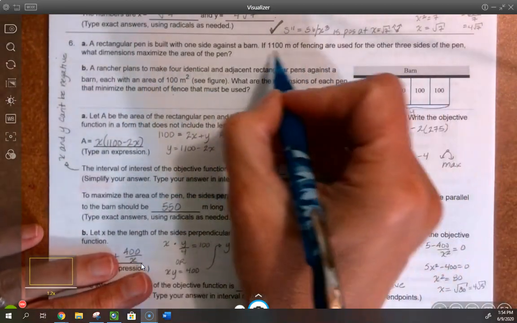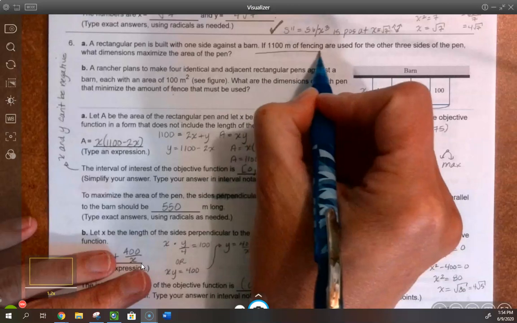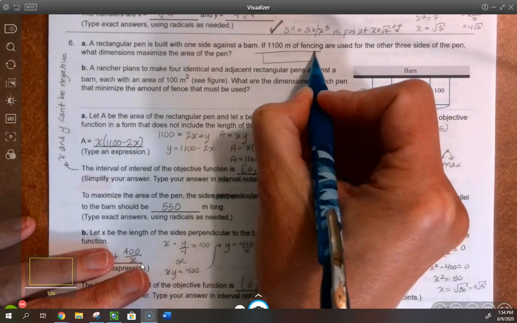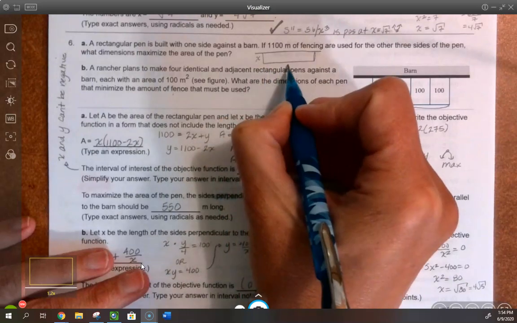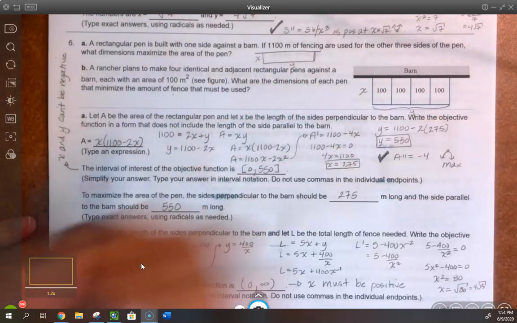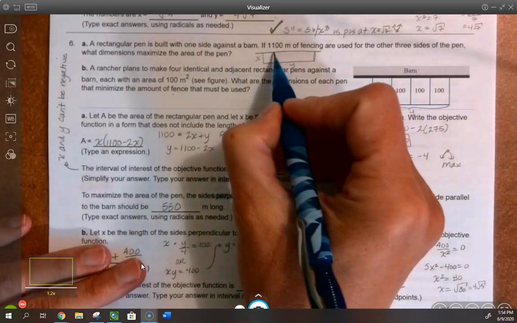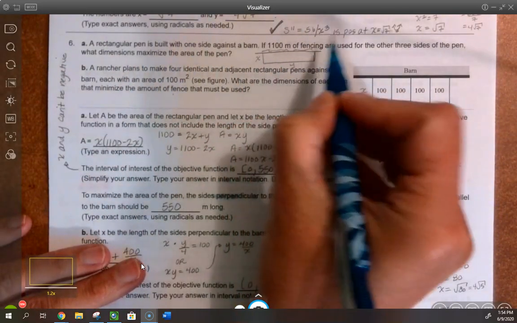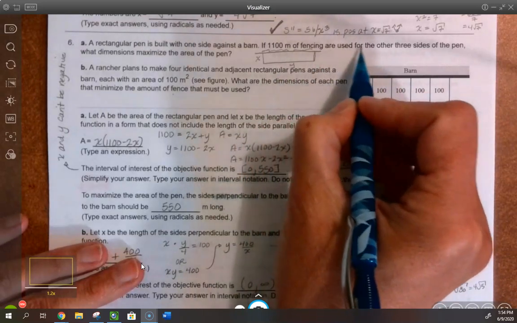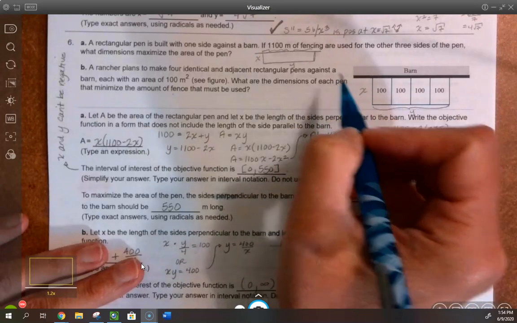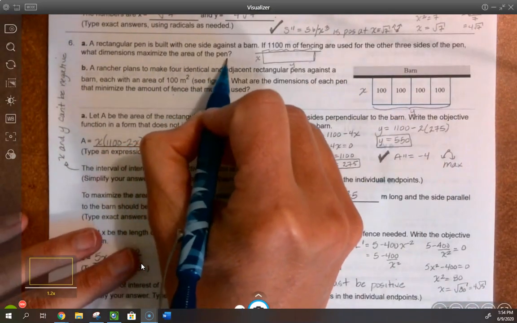We can draw our own picture if we want up here with this one. We have the barn, and then we just have this case. So we have x, and let's call this whole distance y. So a rectangular pen is built with one side against the barn. So our barn's here. 1,100 meters of fencing are used for the other 3 sides. So here's the other 3 sides. What dimensions maximize the area?